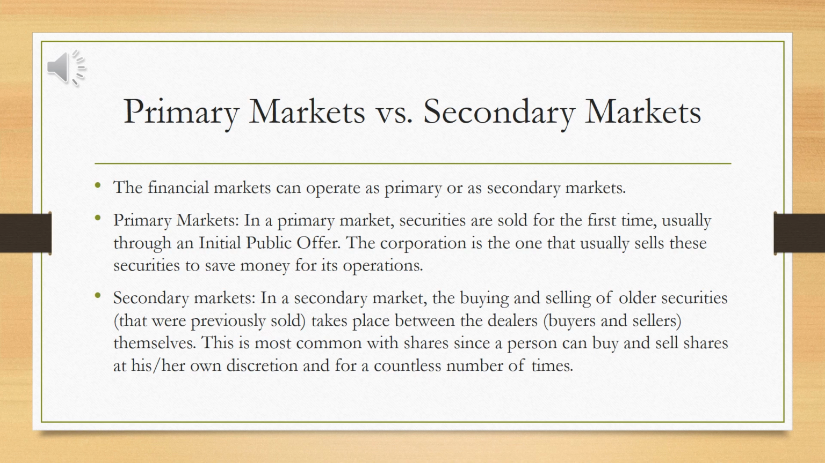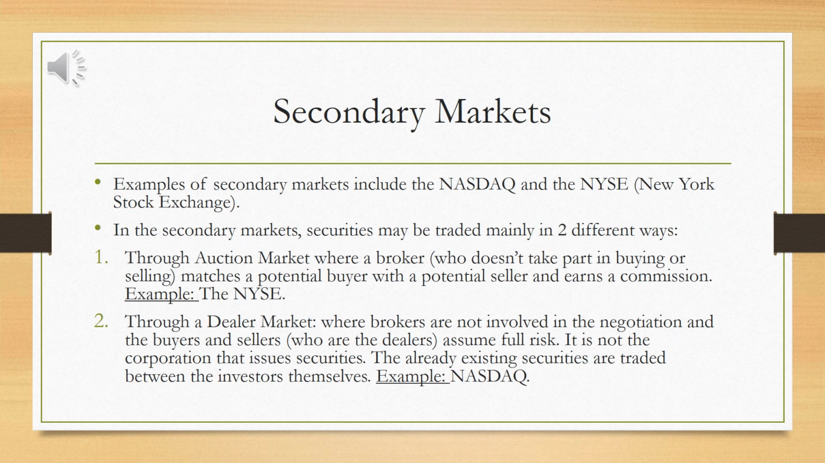In a secondary market, the buying and selling of older securities that were previously sold takes place between the dealers, which are the buyers and sellers themselves. This is most common with shares, since a person can buy and sell shares at his or her own discretion and for a countless number of times. Examples of secondary markets include the Nasdaq and the New York Stock Exchange.